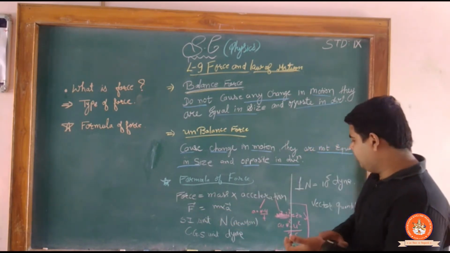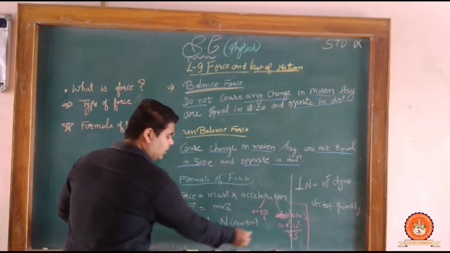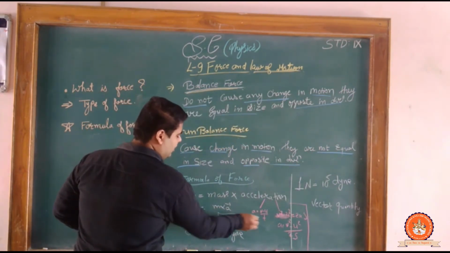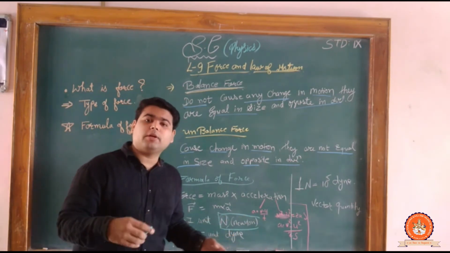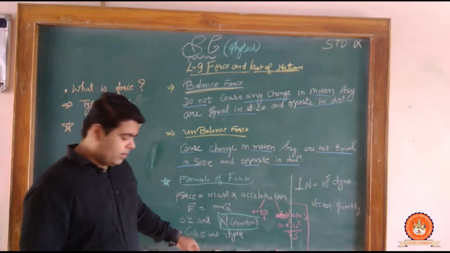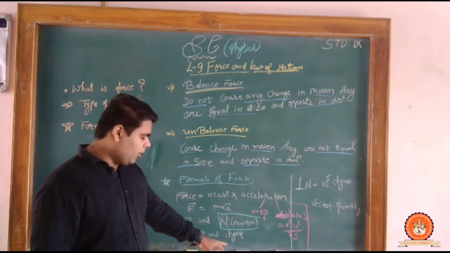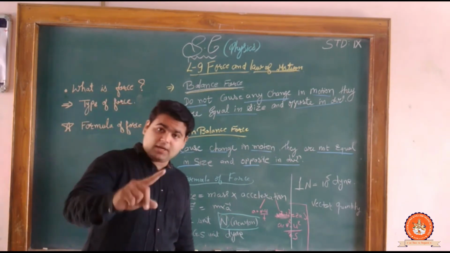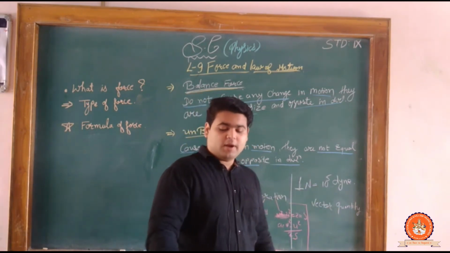Clear? Now the SI unit of force is what? It is the Newton. It can be denoted by capital N. Clear? Because Newton discovered these things. But in the CGS system, the Newton is converted into the dyne. There is a relation between them: 1 Newton equals 10 raised to 5 dyne.